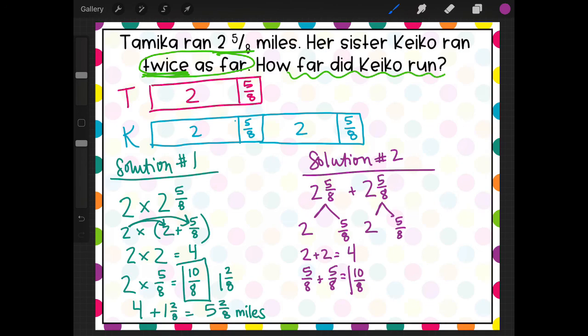Once again, we are left in the same situation as we were in the first problem. We need to turn this into a mixed number. So once again, I know that that's going to end up equaling 1 and 2 8ths. I add them together and I get also 5 and 2 8ths miles. Either way works. You could do solution number 1 where you multiply, or solution number 2 where you add them together. But those are the steps that I went through in order to solve this problem.